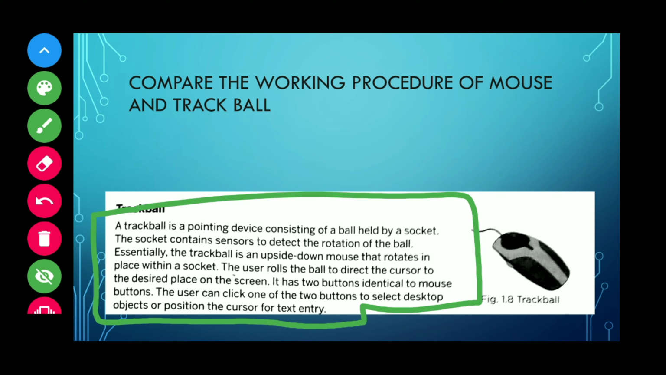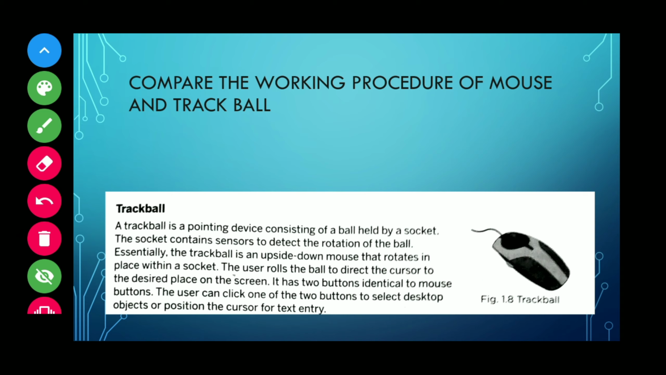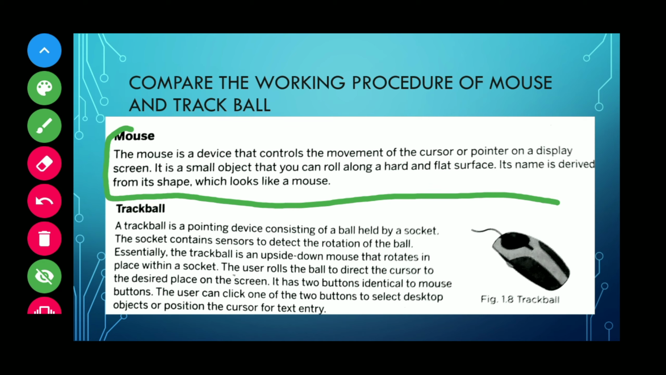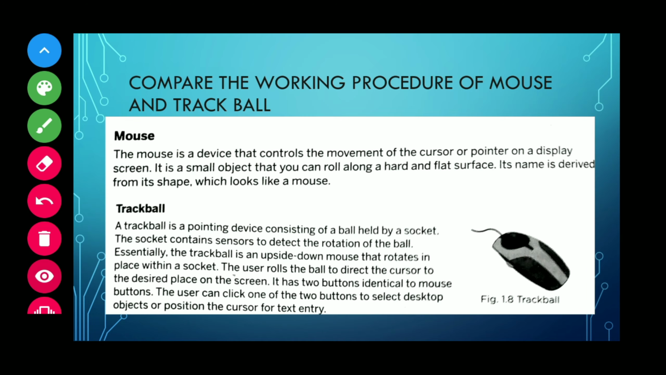After trackball we have to write the answer of the mouse also. So mouse, only 3 lines are there, you can understand easily. A mouse is a device that controls the movement of the cursor or pointer on the display screen. It is a small object that you can roll along a hard and flat surface. Its name is derived from its shape, which looks like a mouse. So this is the answer of that question. Now we are moving to the next question.